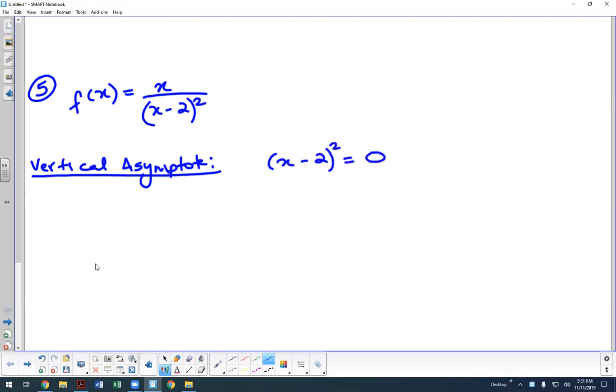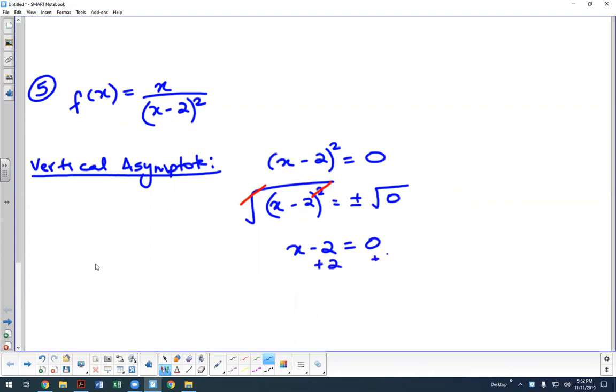So take the denominator, set it equal to 0, and what's the first thing we should do here? To try and isolate our x. Yeah, take a square root on both sides to get rid of that square. So the square and square root will cancel each other out, leaving us behind with x minus 2. Of course, 0 does not take a positive or a negative sign, so it will become just 0, which of course means we are going to have x equals 2 as our vertical asymptote.